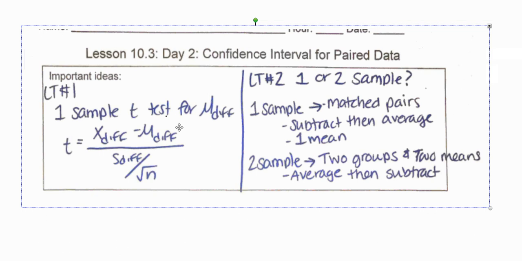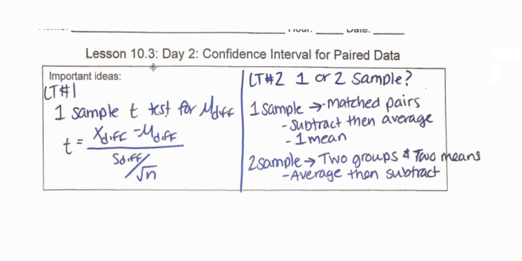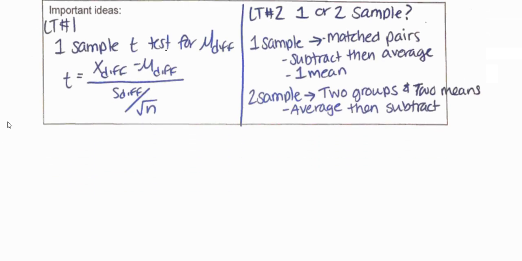Let us see what we got here. What we're going to do today is confidence interval for paired data, all right? And actually, we're going to expand on this, not just confidence interval, but actually a confidence one sample t-test for the mean difference given some different data.